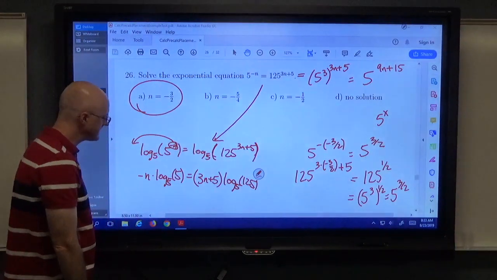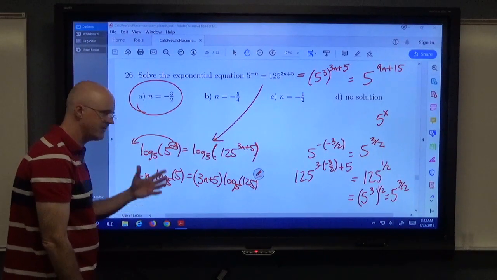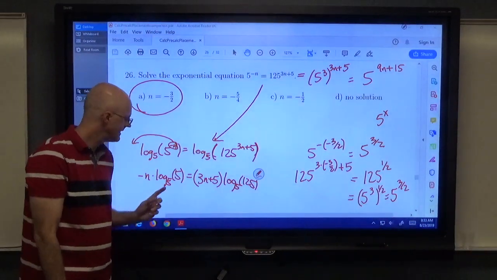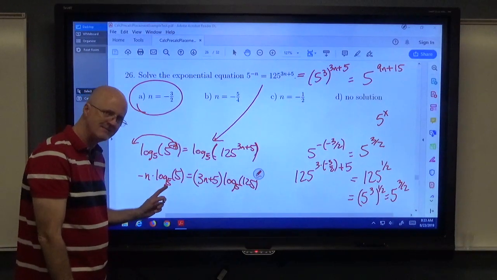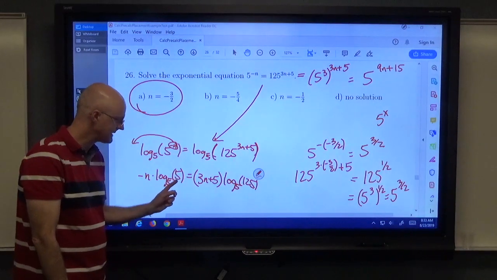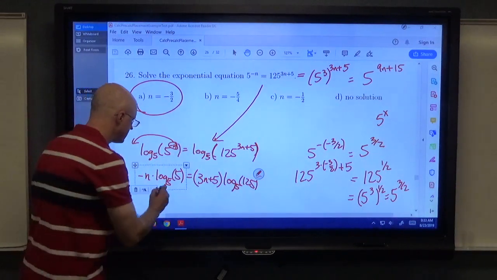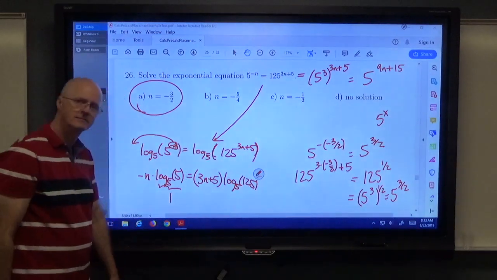Then you've got to evaluate these logs. What is log base 5 of 5? It's the number 5 must be raised to get 5. That's what it means. The number, whatever the base is here, must be raised to in order to get whatever's here. 5's got to be raised to the first power to get 5. This whole thing is a 1.